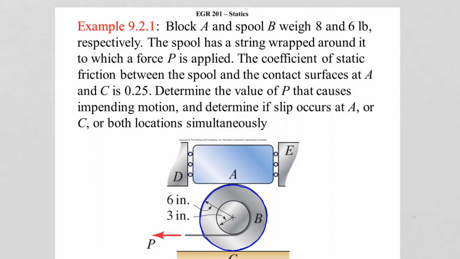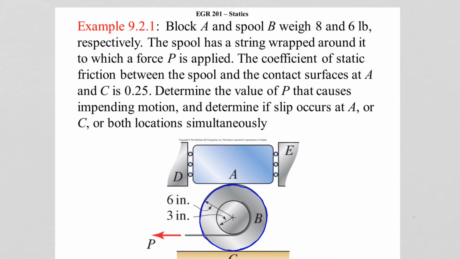Okay, so for this problem we have block A and spool B, and they weigh 8 and 6 pounds respectively. The spool has a string wrapped around it to which a force P is applied. The coefficient of static friction between the spool and the contact surfaces at A and C are both 0.25. We're supposed to determine the value of P that causes impending motion and determine if slip occurs at A or C or both locations simultaneously.